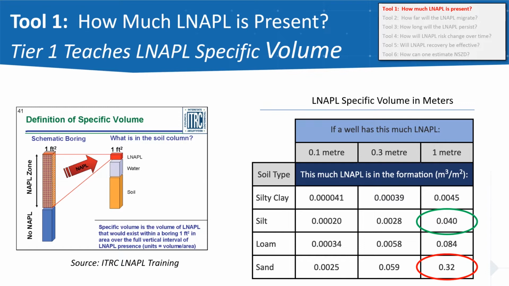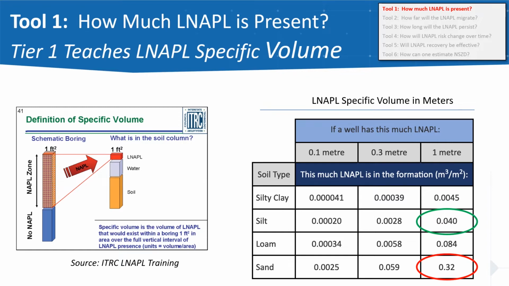And so in this Tier 1, we have this table where people can enter how much LNAPL appears to be present, and that's called the apparent LNAPL thickness, say in a groundwater monitoring well. Is it 0.1 meters, 0.3 meters, or 1 meter? And if we look on the bottom right, this says that this specific volume, how much NAPL is actually down there, for a 1 meter apparent thickness in a sand, it's about 0.3 meters.